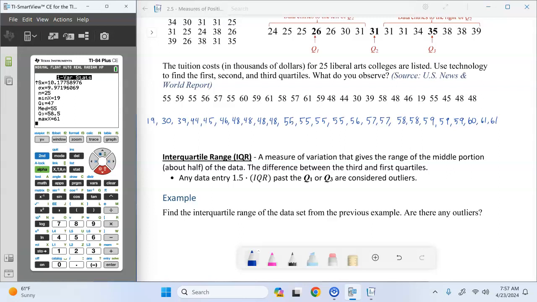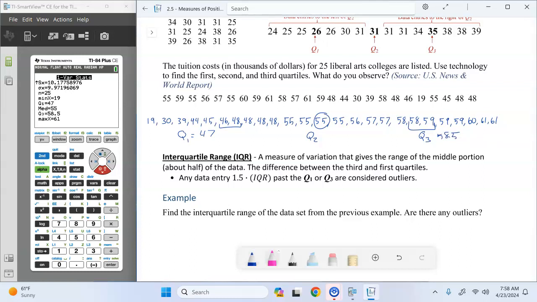So our first quartile, our Q1, is listed at 47. If we did it by hand, we would find that I would have to average those two values. Okay, that's Q1. Q2, or my median, is at 55. And I think it's specifically the third one, this one right here. Okay, that's our Q2, our median, and 58.5. That's our Q3.